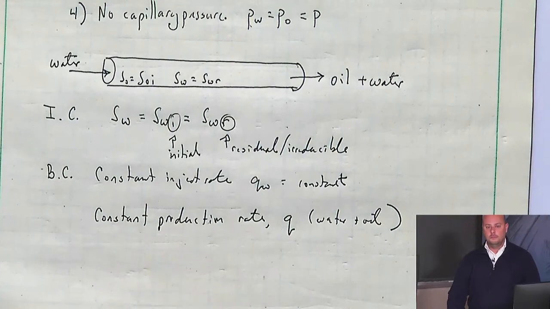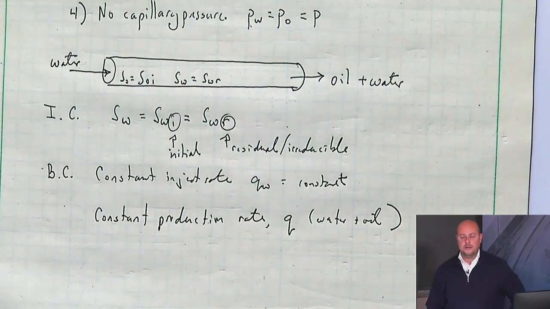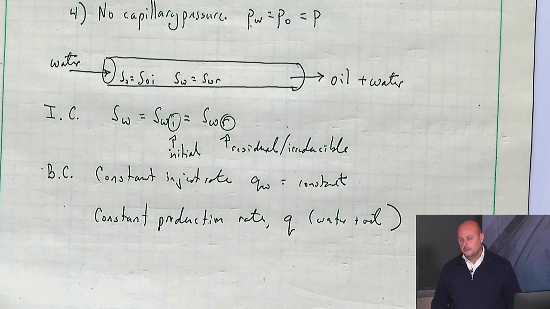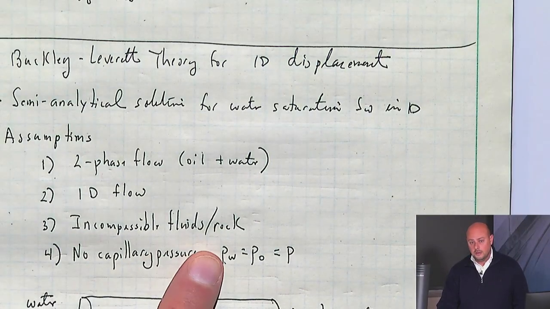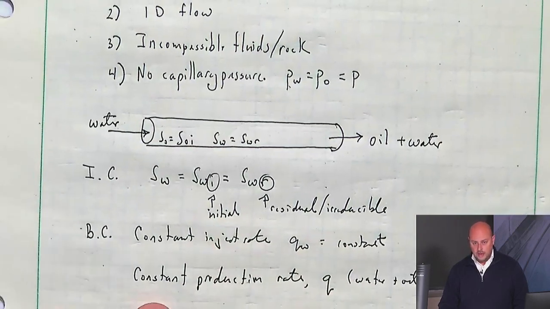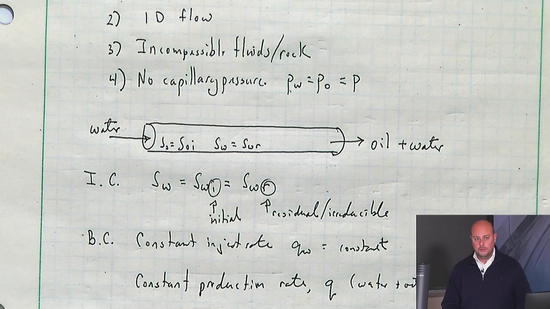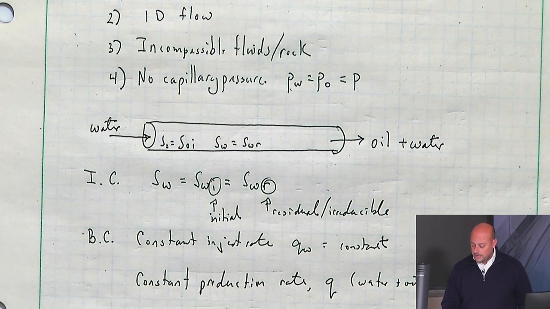Now, I'd like to point out that the rate we inject is the rate that comes out. Why is that? What that means is there's no accumulation of total mass. So if you were to inject 1,000 barrels per day of water, we're assuming you produce 1,000 barrels per day of something, oil plus water. The reason we can make that assumption is because we stated earlier that we're assuming incompressible fluids and rock. If the compressibility was really high, that wouldn't be true. You could inject a certain amount of fluid but produce less because it's compressing and accumulating in the rock. But in our case, we said the fluids and the rock are incompressible.